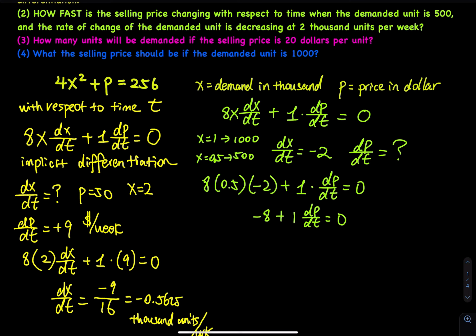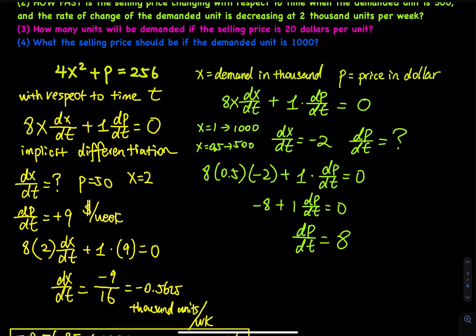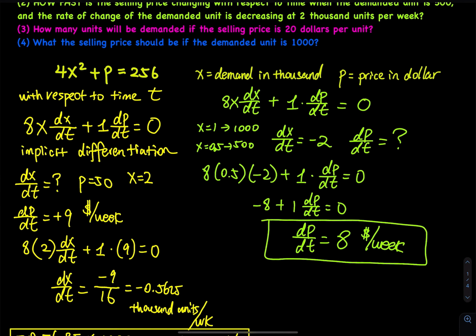So we add 8 on both sides. So dp dt is equal to 8 divided by 1, that is equal to 8. And then what is the unit? The unit is $8 per week. What does that mean? Since this 8 is positive, that means the price is increasing at $8 per week.